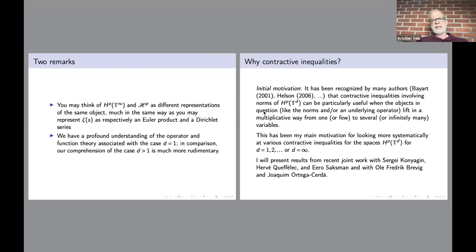And it really begins, I think, with the work of Frederic Bayart in 2001, and later by Helson in 2006. Both recognized that certain contractive inequalities involving norms of H^p(T^d) can be particularly useful when the objects in question, like the norms or an underlying operator, lift in a multiplicative way from one or sometimes few variables to several or infinitely many variables.